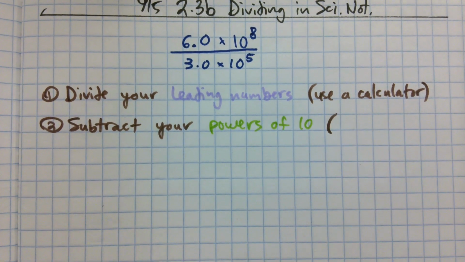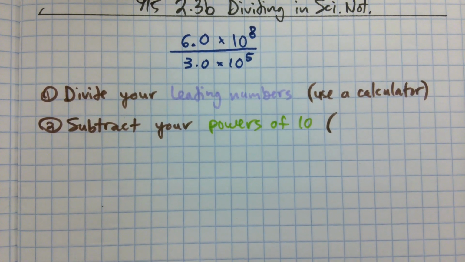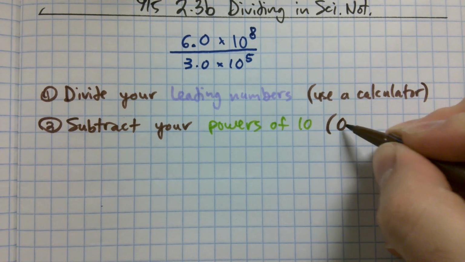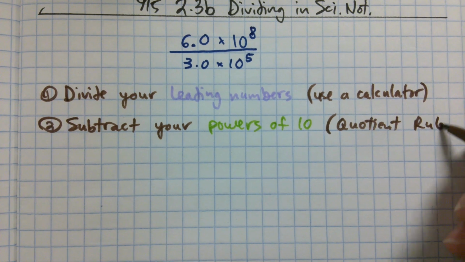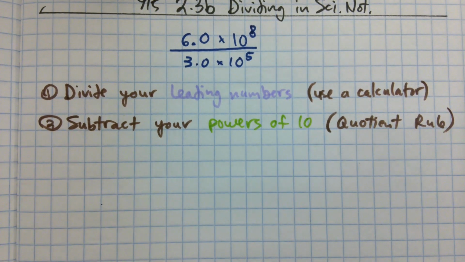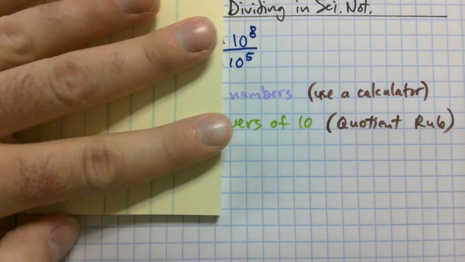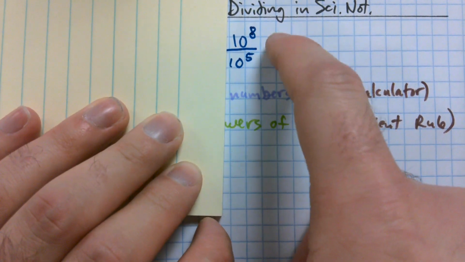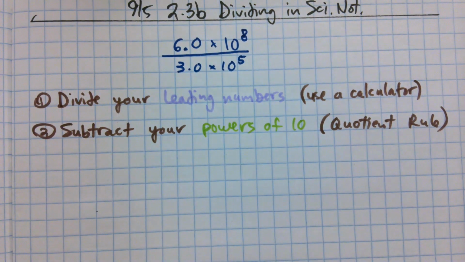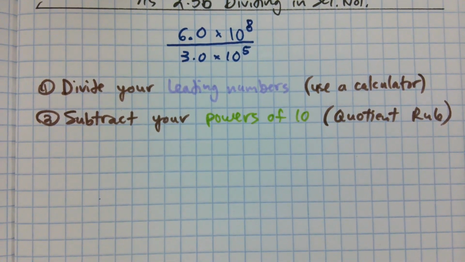Anyone remember what rule that's called? Quotient, absolutely. Thank you. Quotient rule. If I were to cover up these leading numbers, 10 to the 8th over 10 to the 5th, we just subtract downward. That's our quotient rule right there.